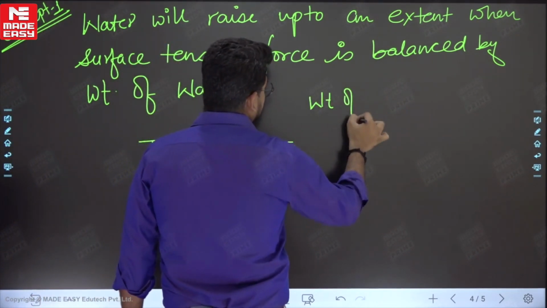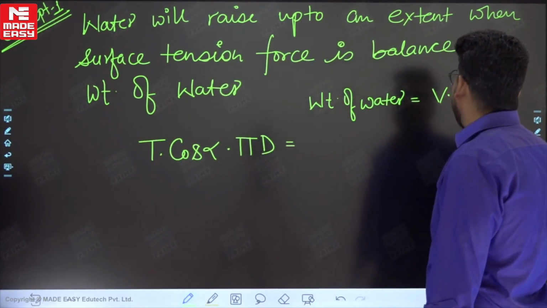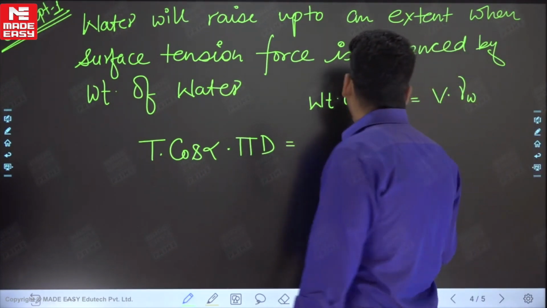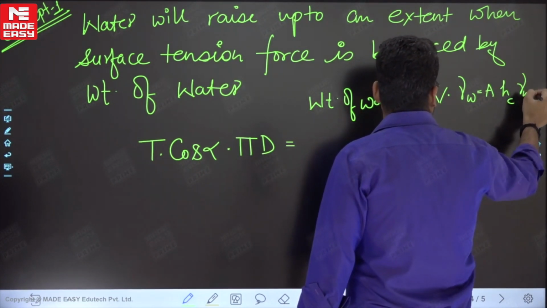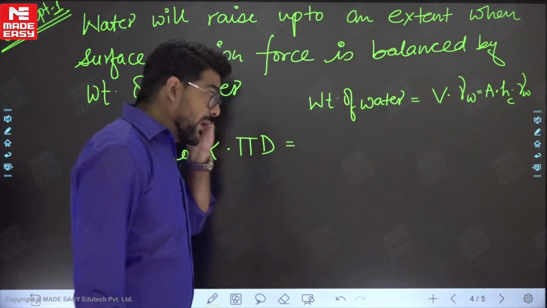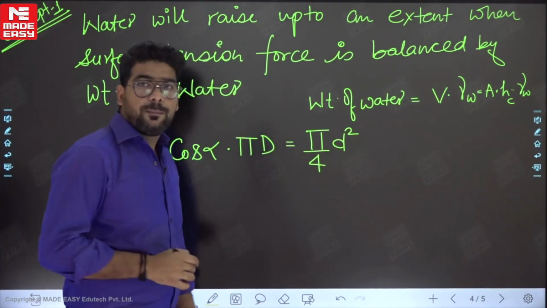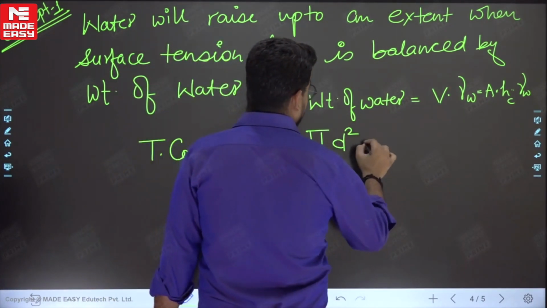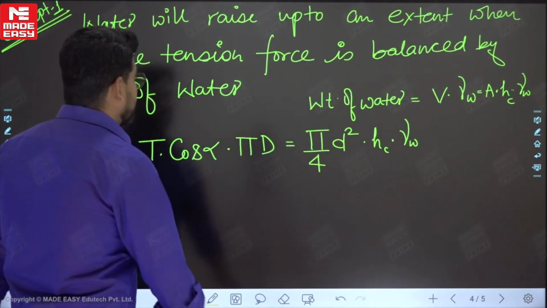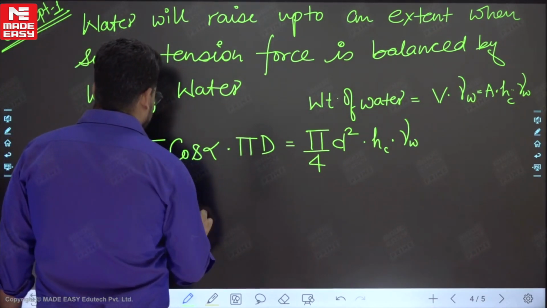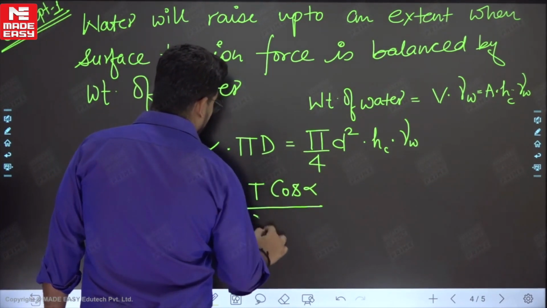Now if you want to determine this weight of water, it is equivalent to volume into gamma w, or rho g. Volume is area into height, into gamma w, am I right? Height is SC. When we take area, it is pi by 4 d square. So pi by 4 d square into HC into gamma w. Am I right? Now the d cancels out, and hence this SC comes out to be 4T cos alpha divided by gamma w d.